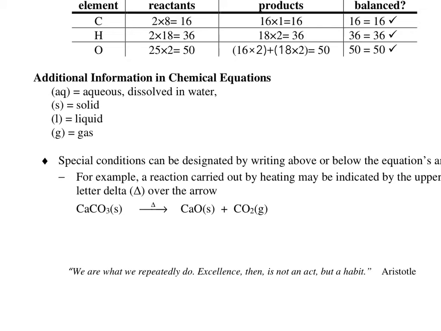Special conditions of the reaction are sometimes indicated by notations above or below the arrow. For example, if you see the uppercase Greek delta associated with an arrow, that represents heating that occurs. Here, this equation could be interpreted as the roasting of calcium carbonate, or limestone. If we heat calcium carbonate, the products of calcium oxide and CO2 are going to be produced.